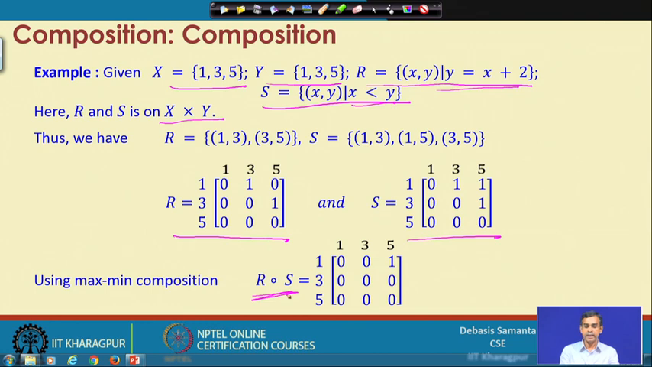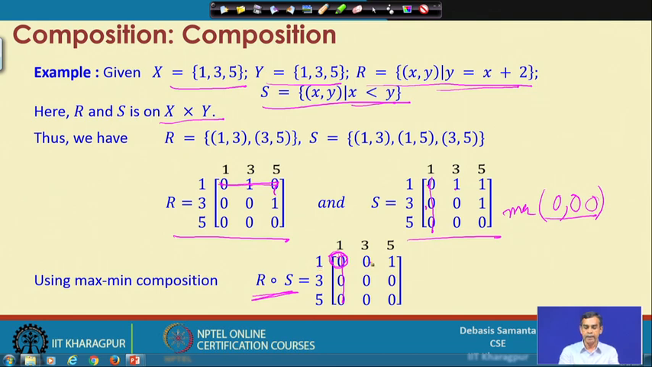Now, composition basically takes the first row-wise and then column-wise, just like a product, to obtain the first element here. So this is the row and this is the column. To obtain the first element, take 0 and 0, the minimum is 0. Then 1 and 0, the minimum is 0, then 0 and 0, the minimum is 0, and then take the max of these. So this is 0.